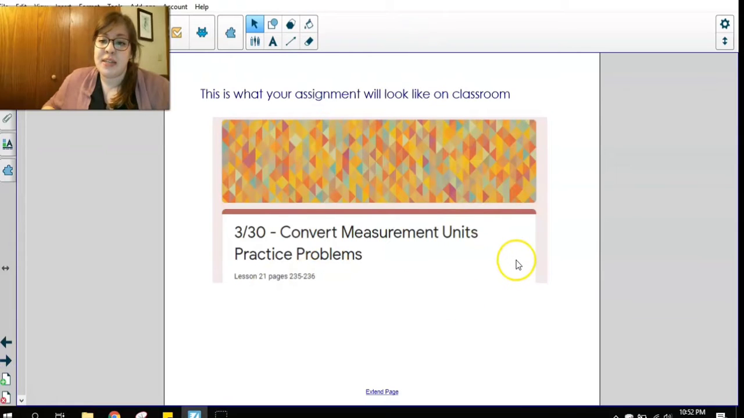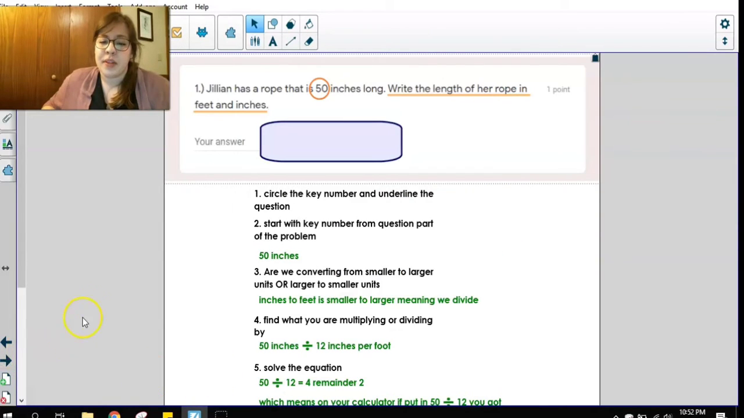This is what your assignment is going to look like on Google Classroom. It is marked 330, Convert Measurement Units Practice Problems. So number 1 reads as, Jillian has a rope that is 50 inches long. Write the length of her rope in feet and inches.